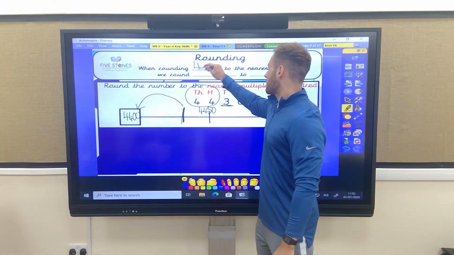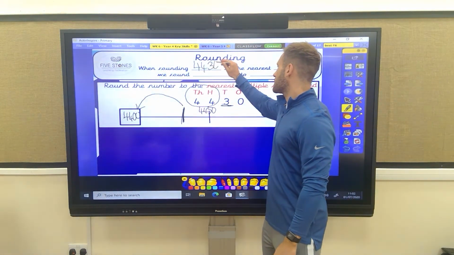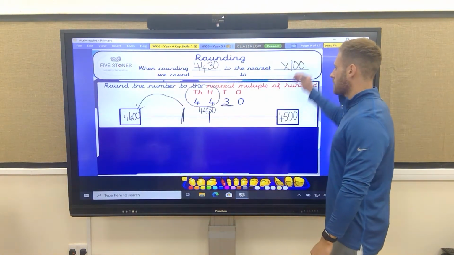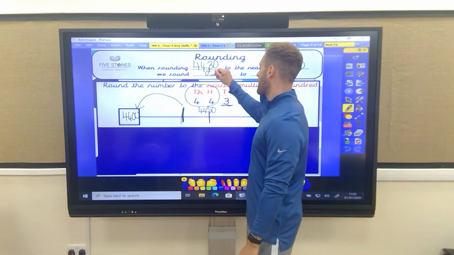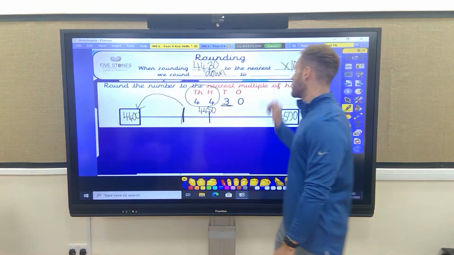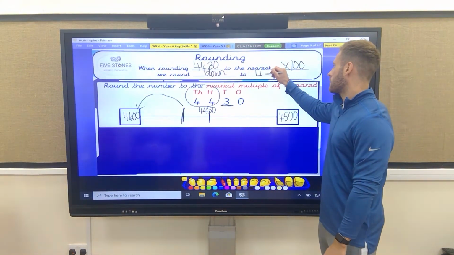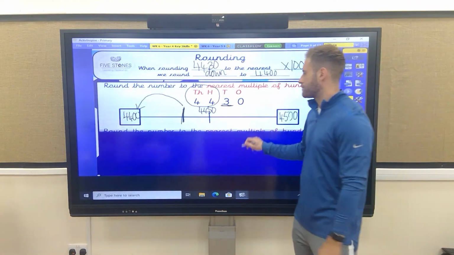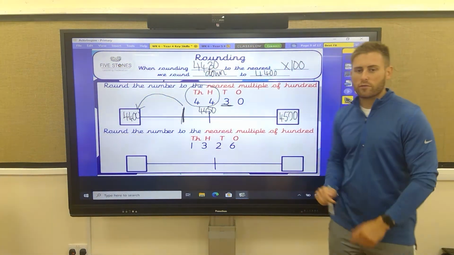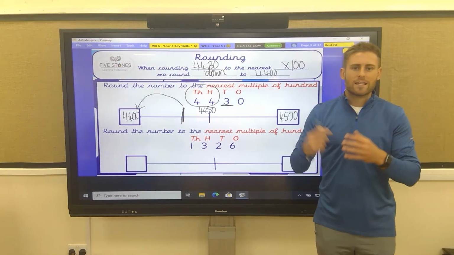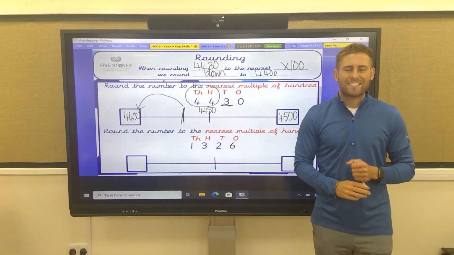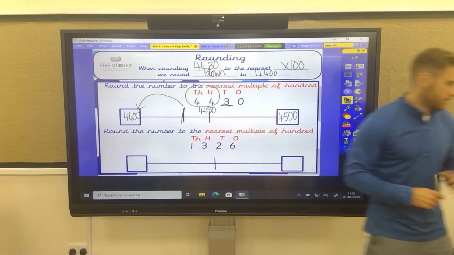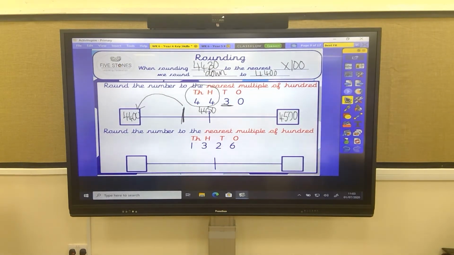So when rounding 4,430 to the nearest multiple of 100, we round down to 4,400. Great work. Your turn now. Round to the nearest multiple of 100, see where we're at, see the next multiple, and check the digit to the right to see where you need to round. Off you go. Pause the screen to give you more time.